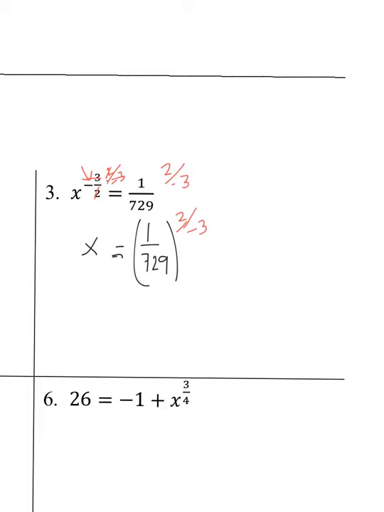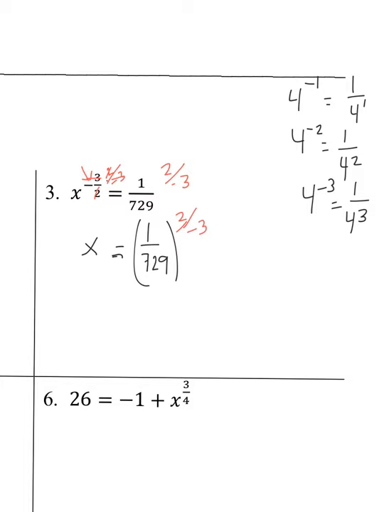So, quick reminder, if we have 4 to the exponent negative 1, that's equal to just 1 over 4 to the first. 4 to the negative 2 is equal to 1 over 4 squared, or 16. And we can keep going. 4 to the negative 3 is equal to 1 over 4 cubed, or 4 times 4 times 4, or 64.